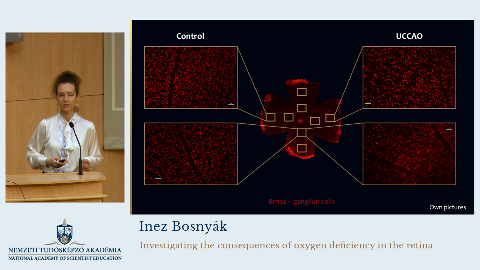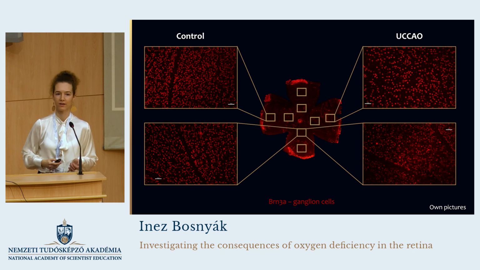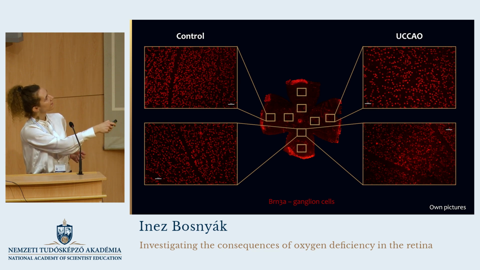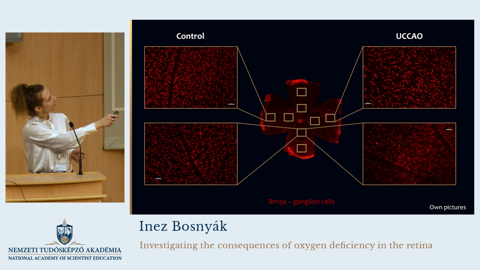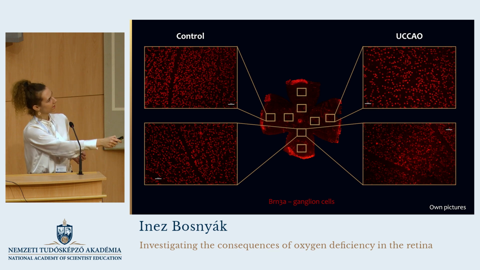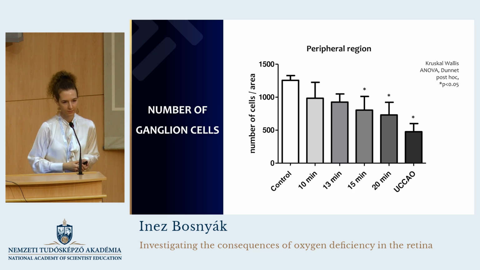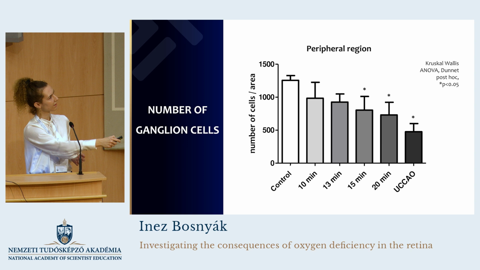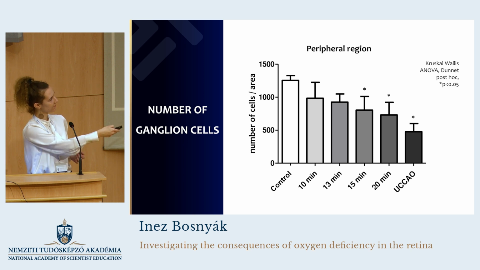And besides this, we were curious about the ganglion cell damage as well, so we evaluated the number of ganglion cells in the central and peripheral regions. The left side is the control group, the right side is the UCCAO group. So these small red dots are the retinal ganglion cells, and you can see by naked eye the decrease in their numbers. However, after the quantification, we experienced significant decrease in the ganglion cell number in case of the 15 and 20 minutes BCCAO groups and UCCAO group as well.